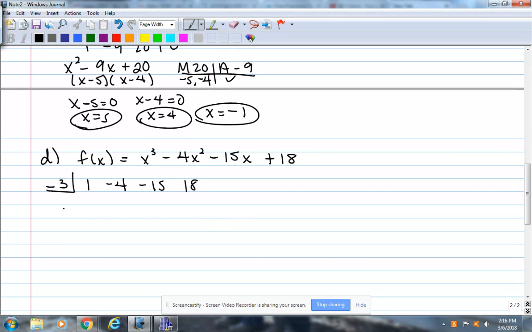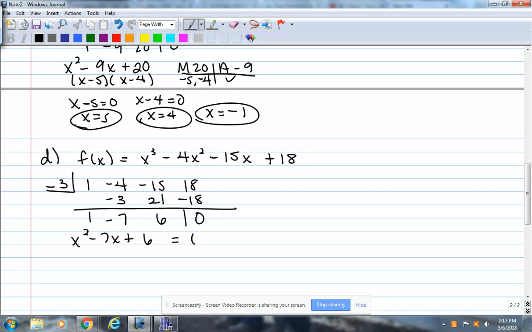Aren't y'all glad you're good at that? Bring it down. Negative 3 times 1 is negative 3. Then you add, get negative 7. Negative 3 times negative 7 is positive 21. Then you add and get a 6. And negative 3 times 6 is negative 18. No remainder. So x squared minus 7x plus 6.